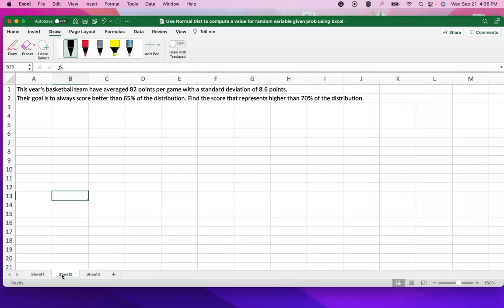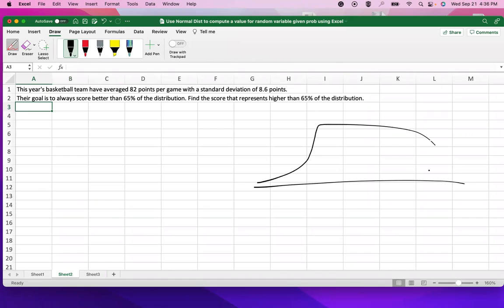This year's basketball team has averaged 82 points per game with a standard deviation of 8.6 points. Their goal is to always score better than 65% of the distribution. Find a score that represents higher than, that should say 65%. Let's just fix that real quick. Then 65% of their distribution. Okay, so again, I'm going to draw just a quick picture. So we know, again, this is 50%. So 65 is going to be over here. And we're trying to find all of this. We're trying to find this value.